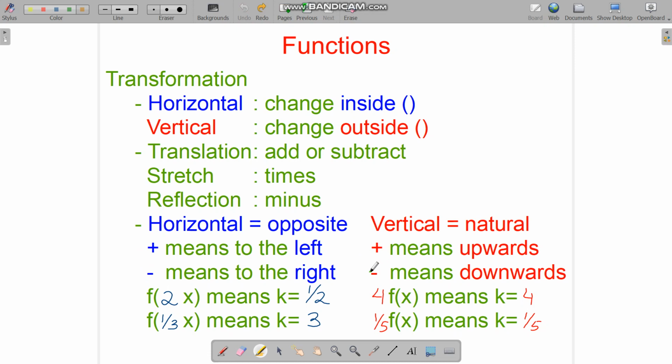And for horizontal again, when the coefficient is 2, the factor is actually 1/2. So it's getting smaller, we are squeezing. 1/3, again, the reciprocal is 3. So if the coefficient is 1/3 inside, that's horizontal, and it's getting wider 3 times. And for vertical, it's natural, so times 4, the k is 4, times 1 over 5, the k is 1 over 5.